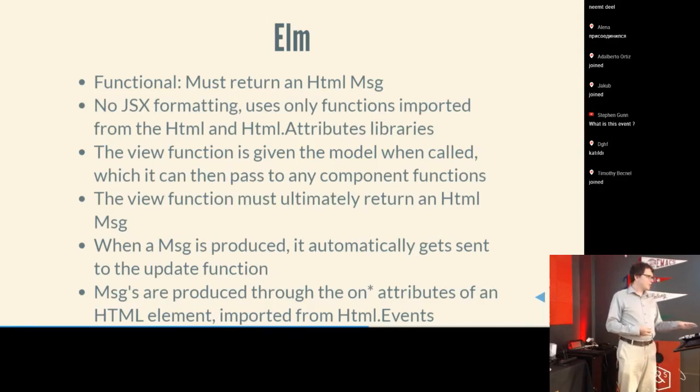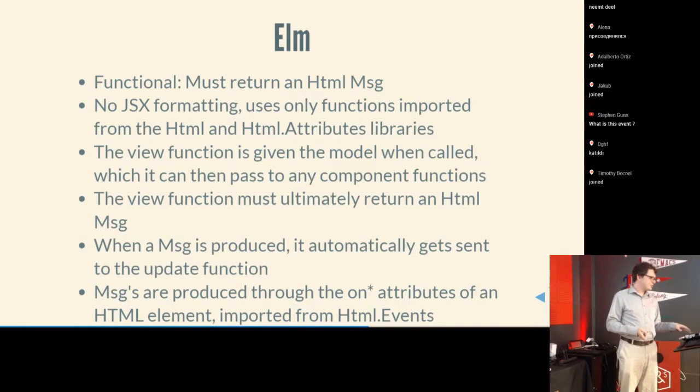So the view function, which is given to the HTML.program and HTML.beginnerProgram functions, that view function is given the model when it's called by the program, which then you can pass that model to any of your other component functions. It's up to you to pass that model down. The view function ultimately returns an HTML with a message subtype.